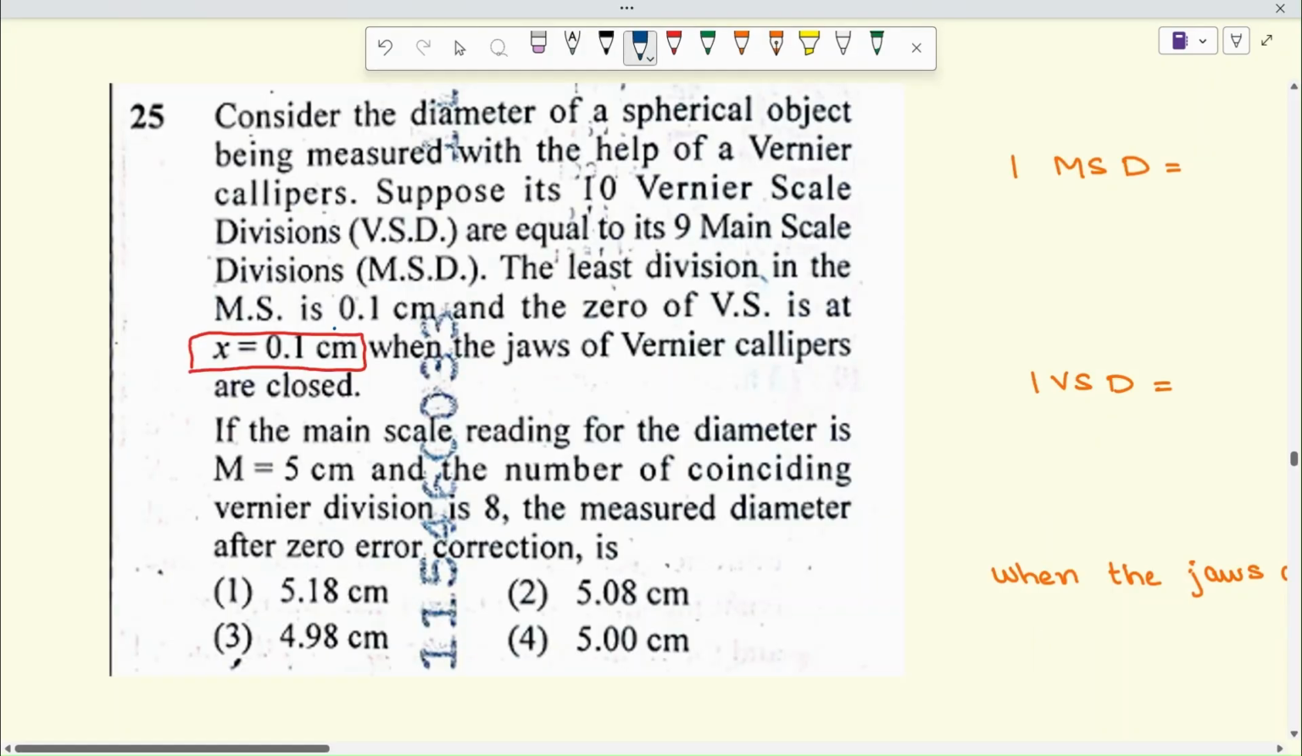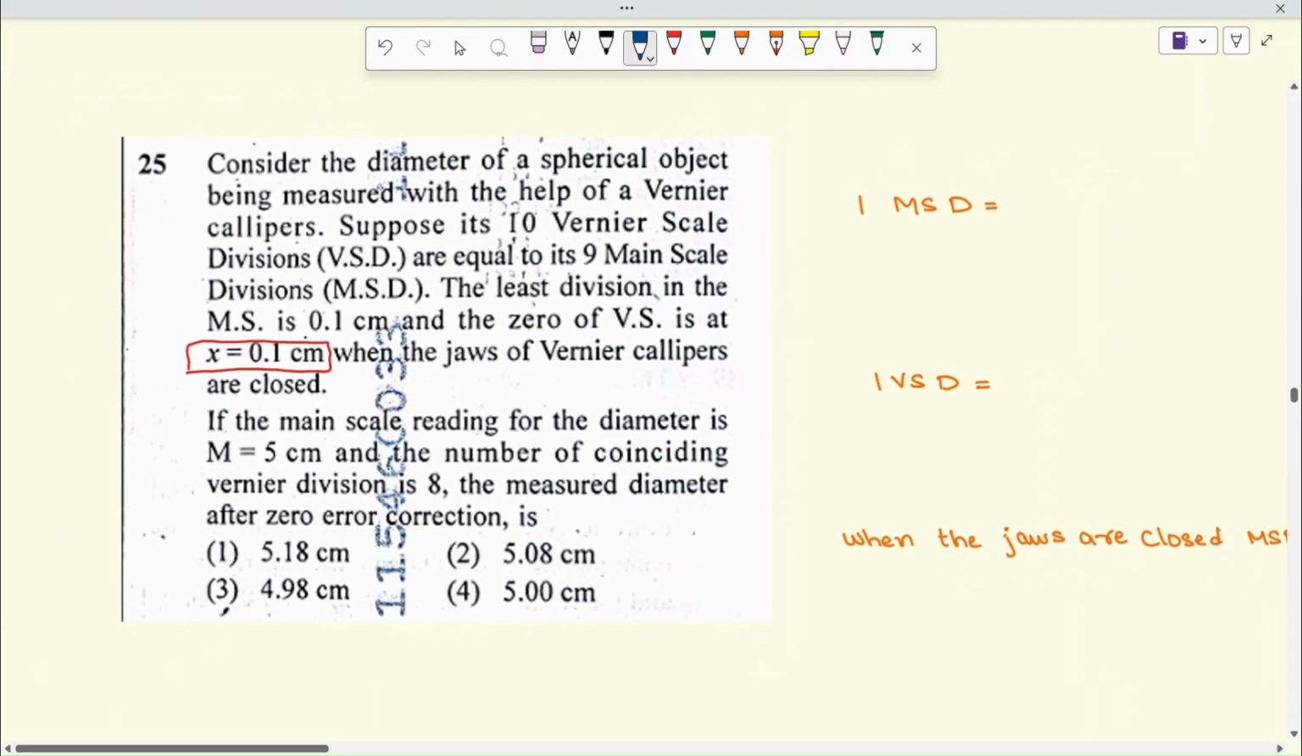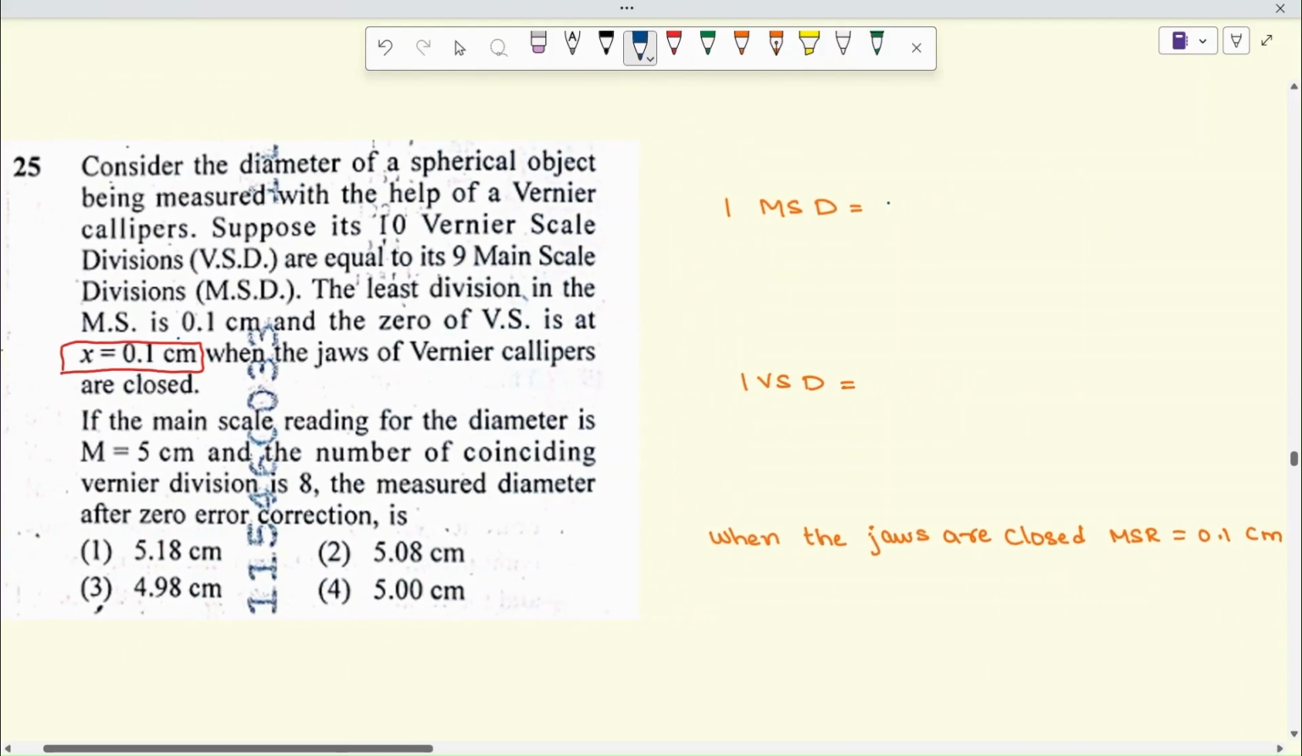Next question, 25. Vernier. Consider the diameter of a spherical object being measured with vernier calipers. Suppose its 10 vernier scale divisions are equal to 9 main scale divisions. You know the principle of vernier. The least division in the main scale is 0.1 centimeter. So what does this mean? One main scale division is equal to 0.1 centimeter, given in the question.